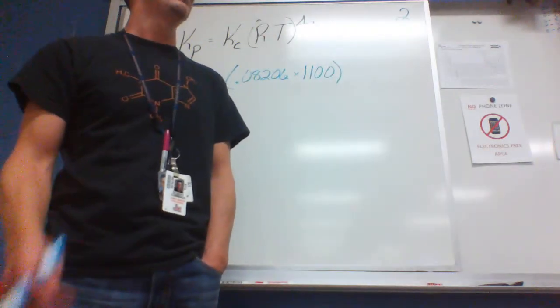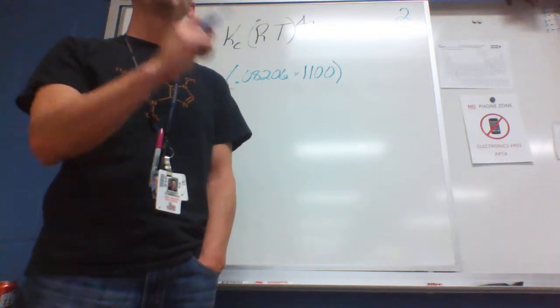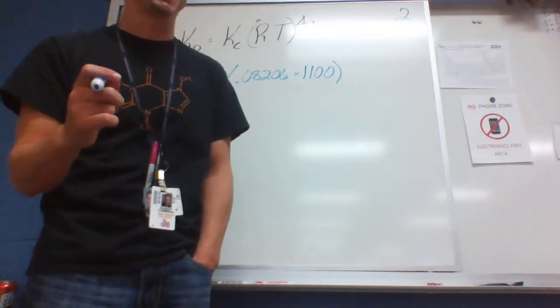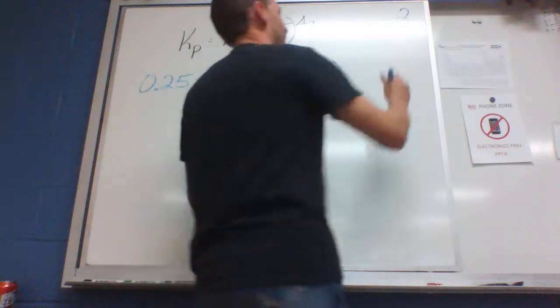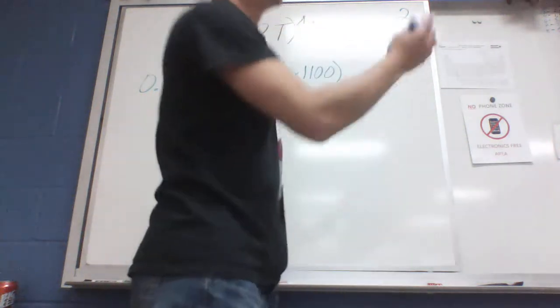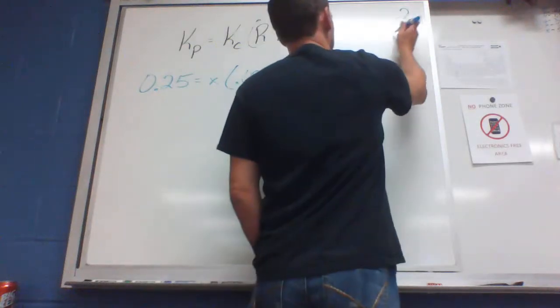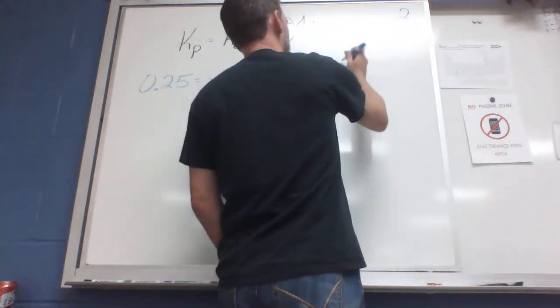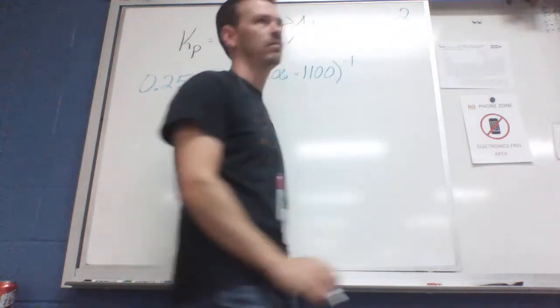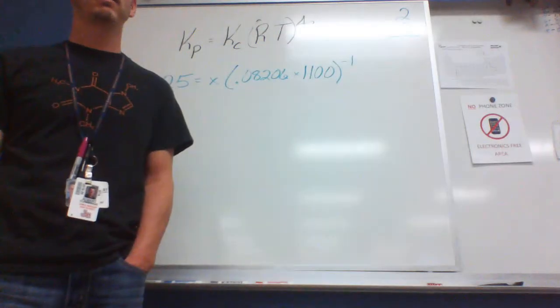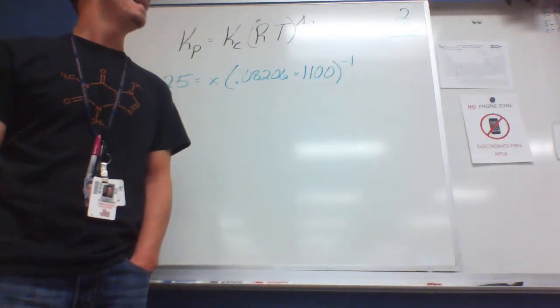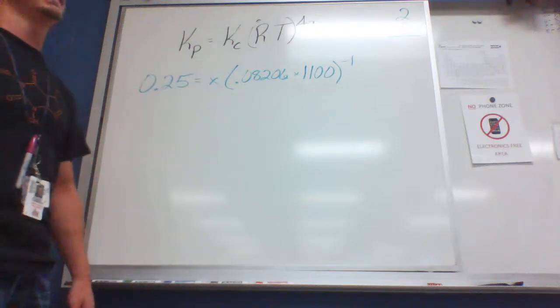Careful on this next one. How many total moles of gas are there on the reactant side? 3. There's 3. Because there's 2 of SO2 and 1 of O2. What is the difference between them? Negative 1. Products minus reactants. And now, it's algebra.